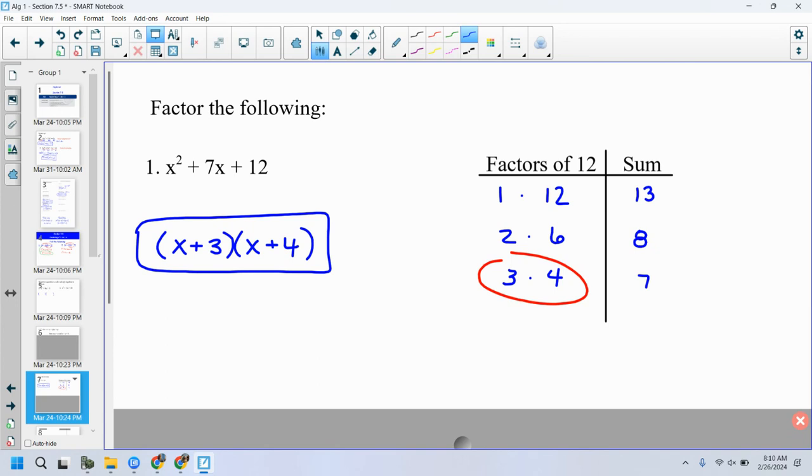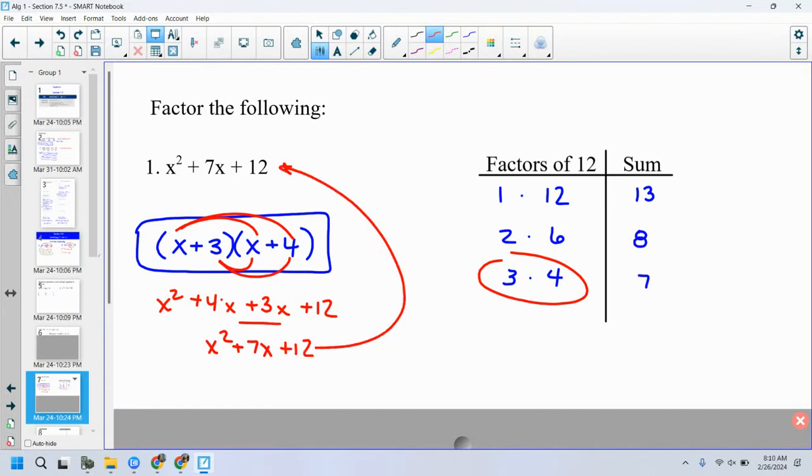Now, how would I check that answer? How could I check that answer? Rocco? FOIL it, right? I could FOIL it back together, and I could see x squared, 4x, 3x, 12. And look at that, x squared plus 7x plus 12. That does get me back to my original problem. Do you see that? So that's what we're going to be looking for. Factors of your last number that add to get to the middle term.